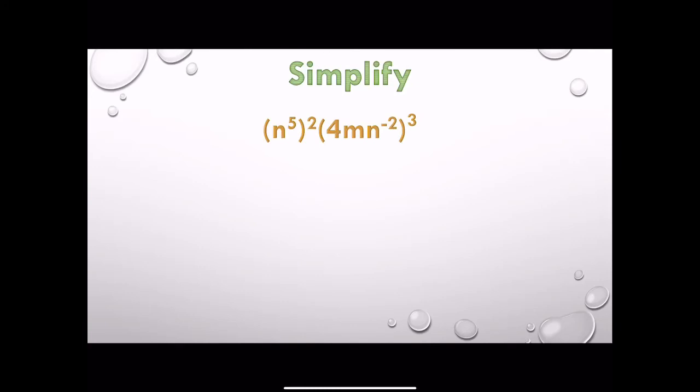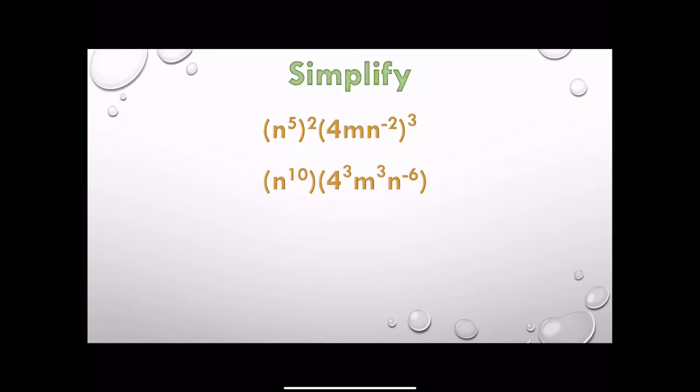Let's try this. So first I have to look at n to the 5th, and that's squared. So I multiplied those two exponents. But I also have 4mn to the negative 2nd cubed. Again, I'm going to multiply those out. Don't worry about the negative exponent yet. Some of you might be trying to make it positive. I hold that step off for the end.